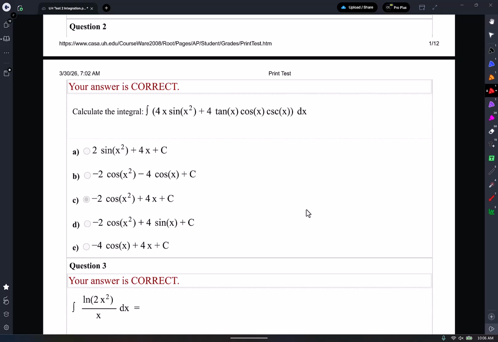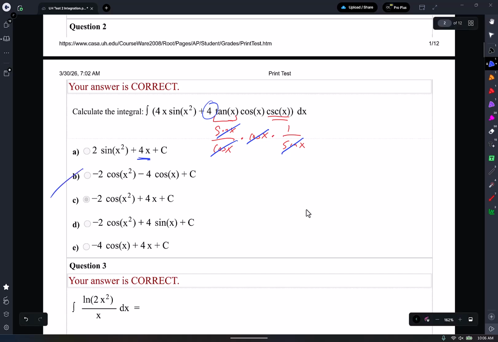It says calculate the integral 4x sine x squared plus 4 tan x cosine x cosecant x. All right, they're just being so tricky. Tan x is the same thing as sine x over cosine x times cosine x times, and then cosecant x is the same thing as 1 over sine x. And yep, everything cancels out. Cosines cancel out, sines cancel out. So I just have the antiderivative of 4. So the antiderivative of 4 is 4x. So delete letter B, delete letter D, and delete, okay, that's it. So it's between A, C, and E.